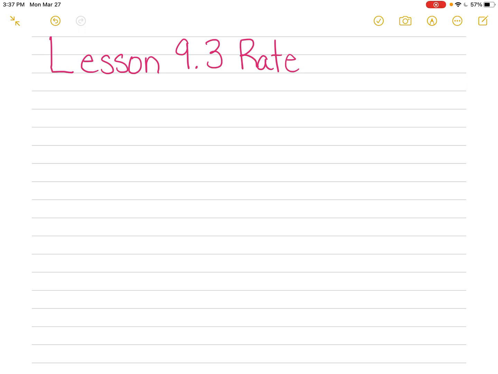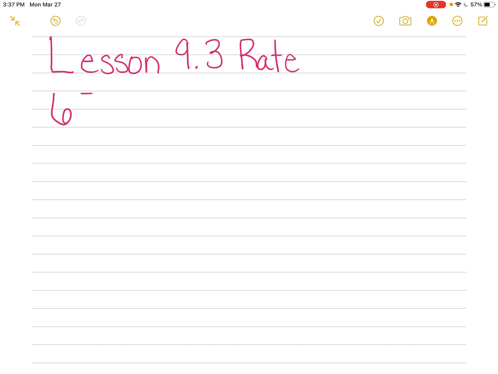Hello students, today we're doing lesson 9.3 and this is on rates. So a rate is a ratio that compares two different units. Let's talk about maybe some rates that you may have heard about before.